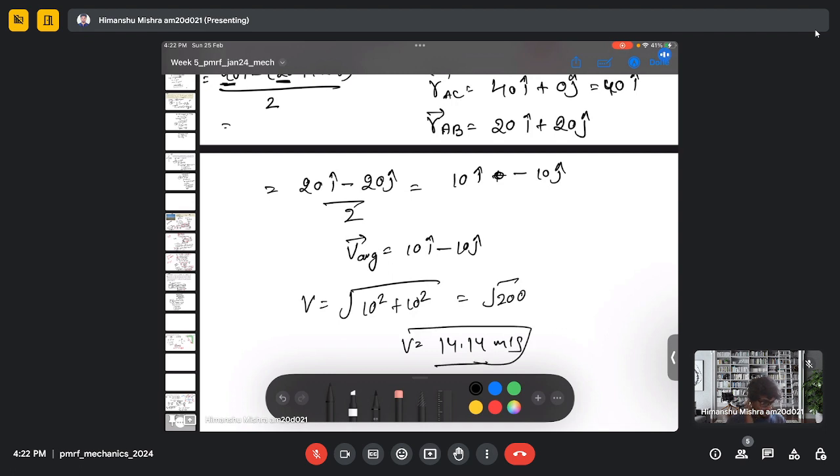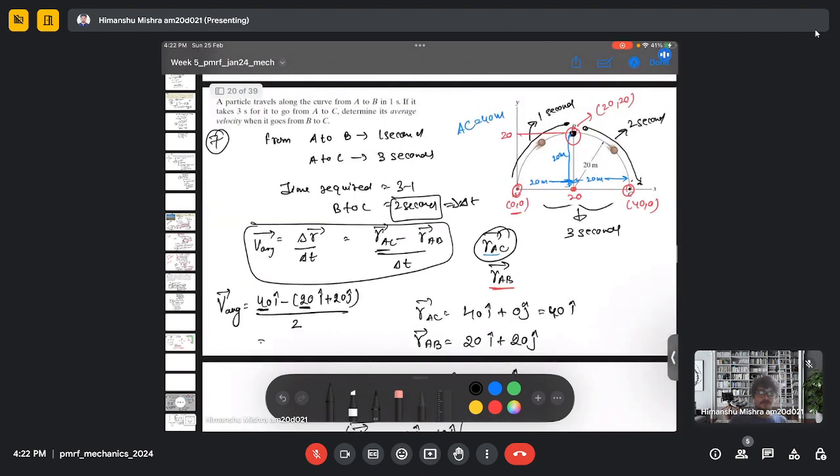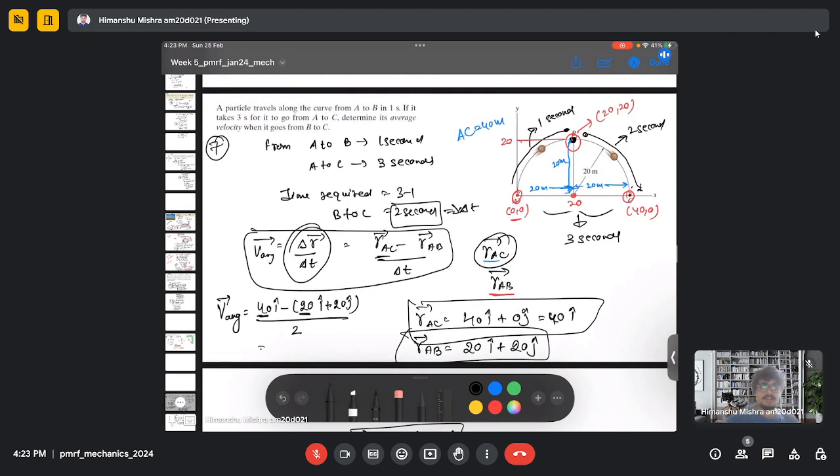So this is my magnitude and this is my velocity vector. So here also, based on the figure, we actually determine the position vector, which you can easily determine from the initial position and the final position. And then we use this standard relation to find the velocity vector and the magnitude of the velocity. So any doubt in this question?